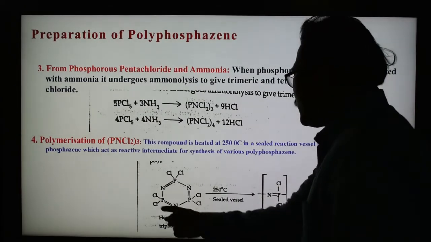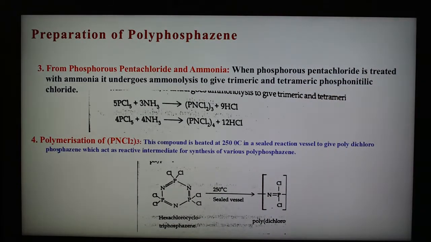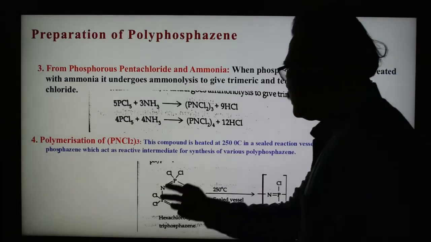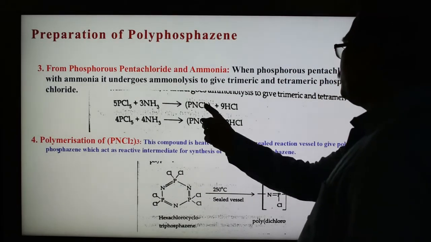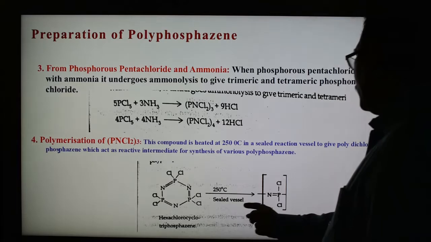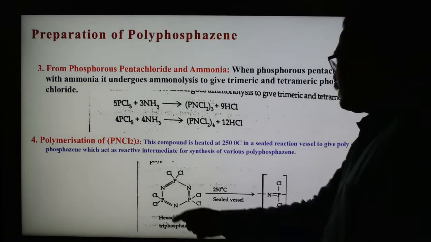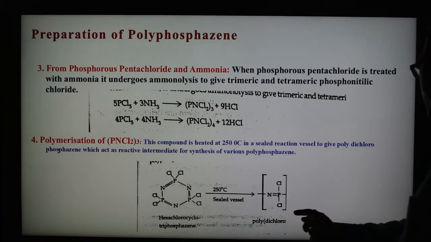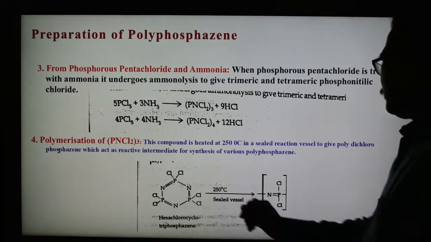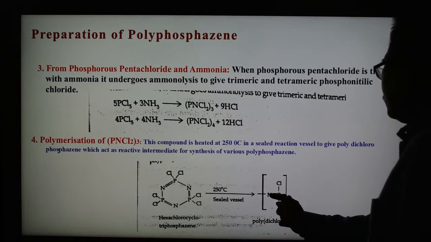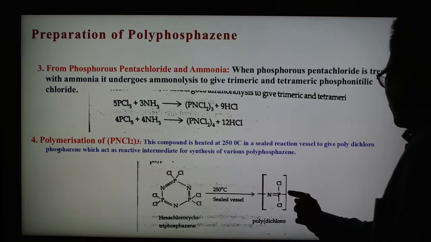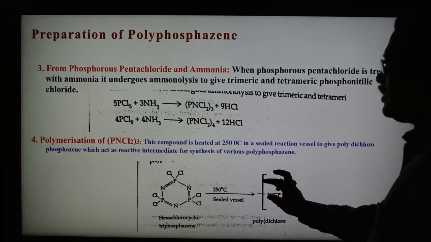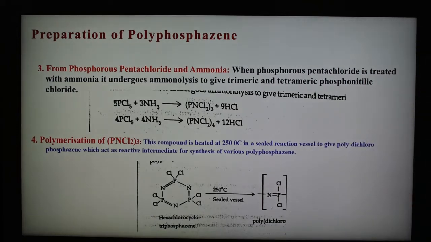So here this is the trimer, hexachlorocyclotriphosphazene. This is the first, second and third unit of the trimer. At 250 degrees Celsius in a sealed vessel, there is a rupture of this bond, and we get n times this unit repeated, and polydichlorophosphazene is obtained. So this is the polyphosphazene: nitrogen, phosphorus, again nitrogen, phosphorus. This is the repeat unit, repeated n times, forming a long chain of polymer. So this is the polymerization of this trimeric compound.